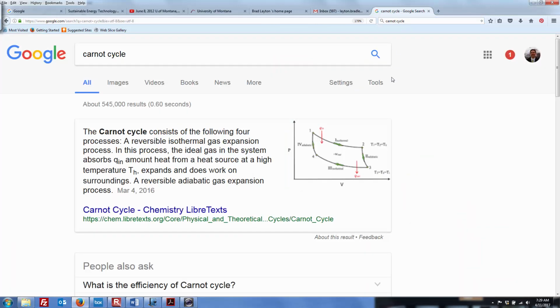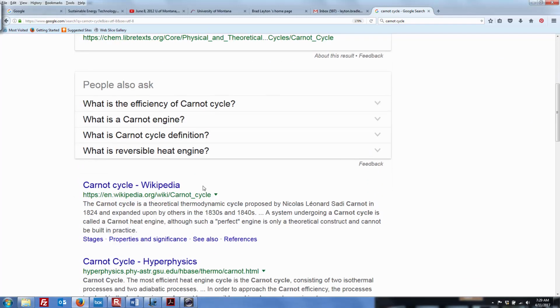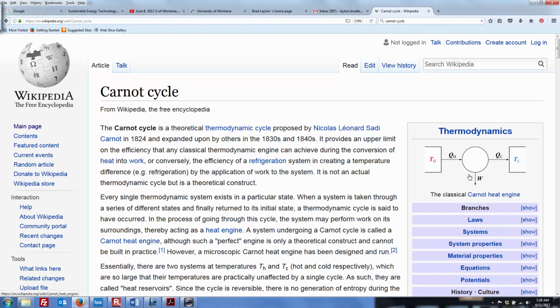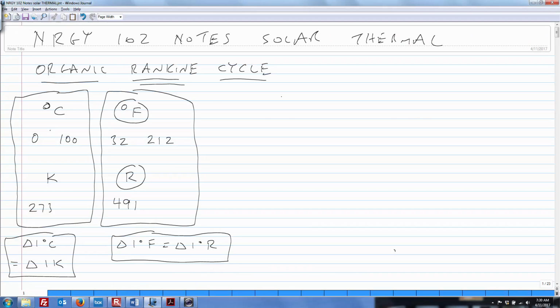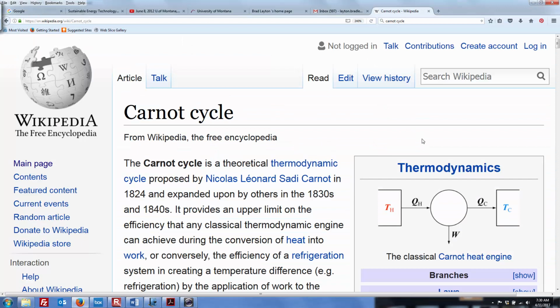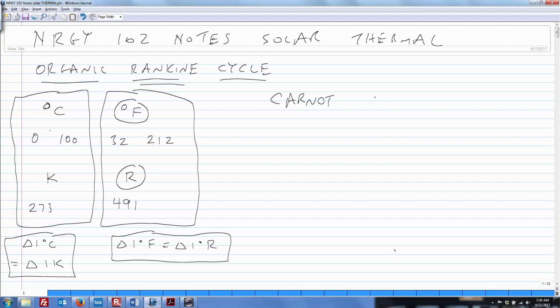Carnot cycle. Take a look at the Carnot cycle first of all. This figure right here is very important if we actually want to do work. So let's first look at Carnot. Very important. And Carnot says that the change in heat equals the work. So the work equals the change in heat. This would be in a normal heat engine.